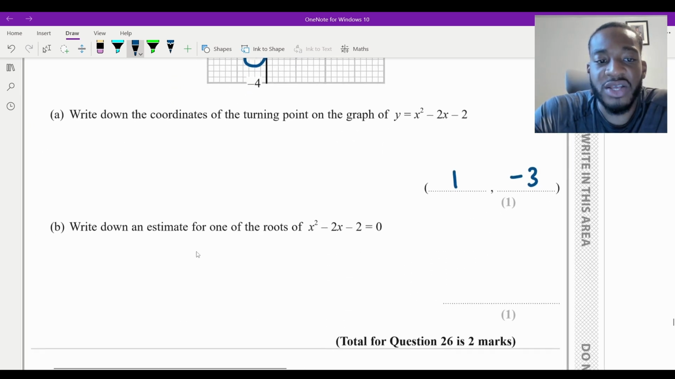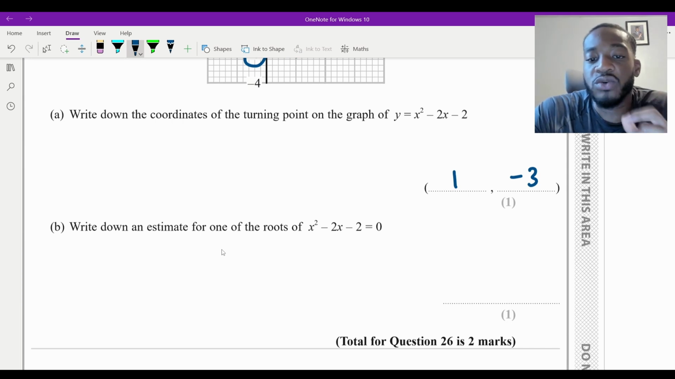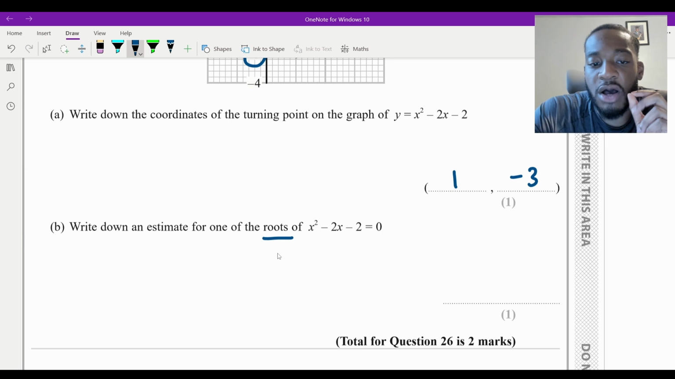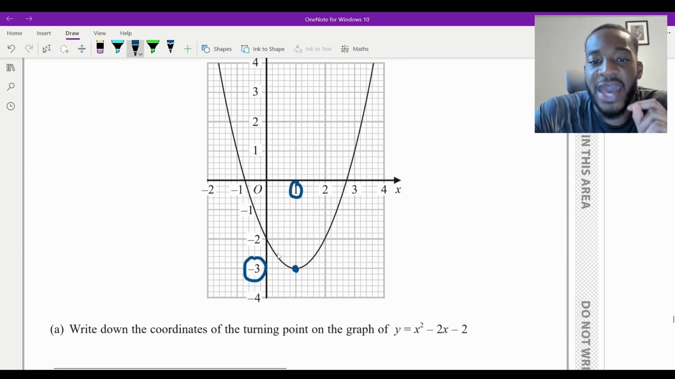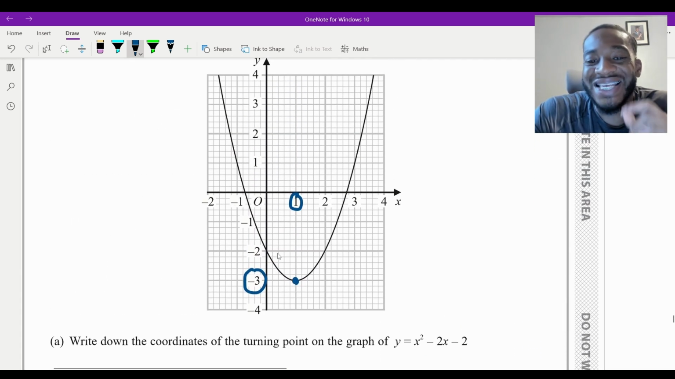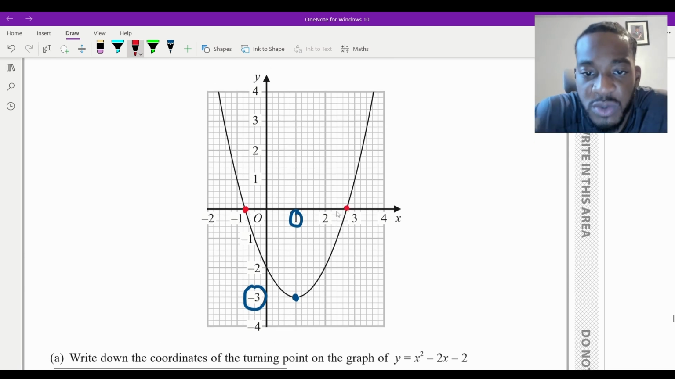Part B says we need to write down an estimate for one of the roots of x squared minus 2x minus 2 is equal to 0. Now that is a keyword, root. Whenever you see root, when it asks you for estimates of a root, it's just asking you to find what values of x make the graph intersect the x-axis. So you're just going to look at the points of intersection. As you can see, there are 2 points of intersection there and there. They've only asked for one of them, so I'm going to just choose this one on the right hand.